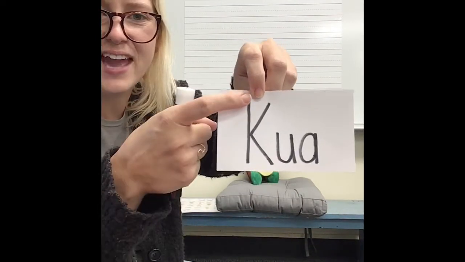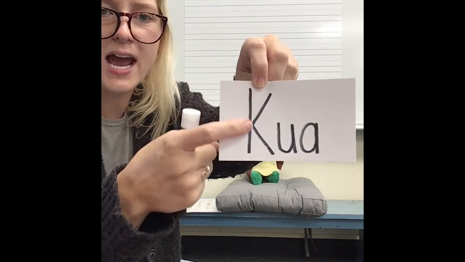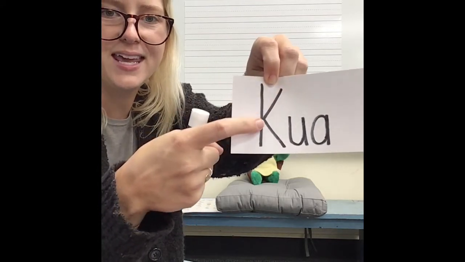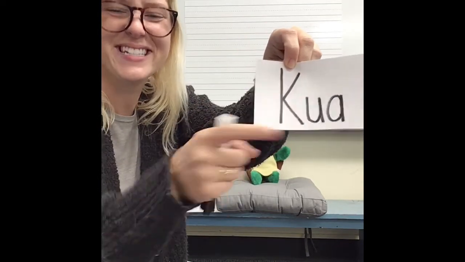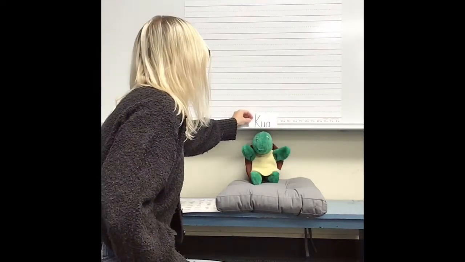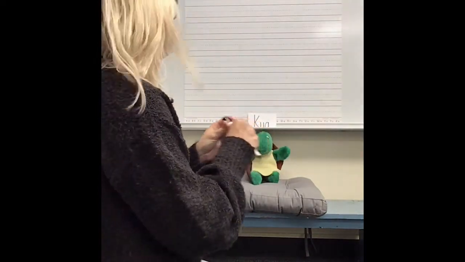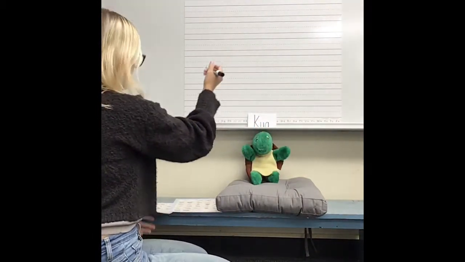First, let's look at the letter K. It goes down, and then in and out. Straight down, back to the top, and then in and out. Let's see if we can write that for Kua so that he knows how to write the first letter in his name. The letter K.